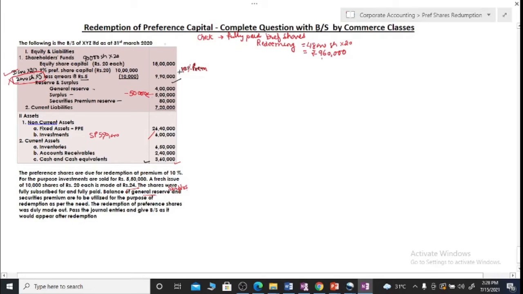Now once we have checked this condition and we have identified the capital to be redeemed, so preference capital being redeemed is this much. Now we are to make estimates. We are to estimate the amount of premium required on redemption. We are to estimate reduction in the capital, how much capital is being reduced, and we are to estimate cash requirement.